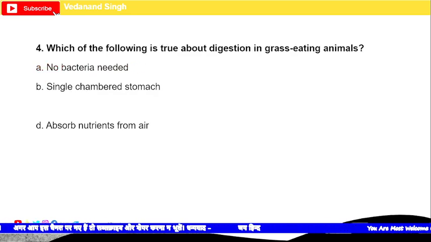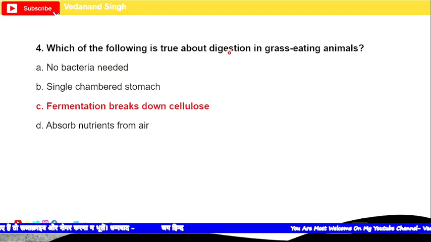Now the next question is, which of the following is true about digestion in grass eating animals? The options are: A, no bacteria needed. B, single chambered stomachs. C, fermentation breaks down cellulose. And D, absorbing nutrients from the air. Among these four options, C is the correct option, that is fermentation breaks down cellulose.